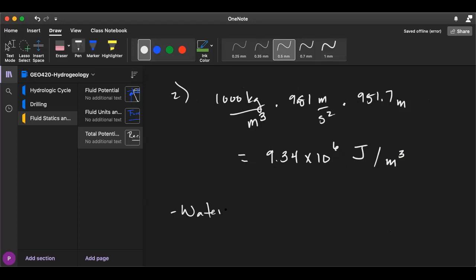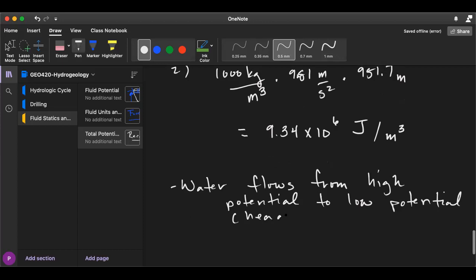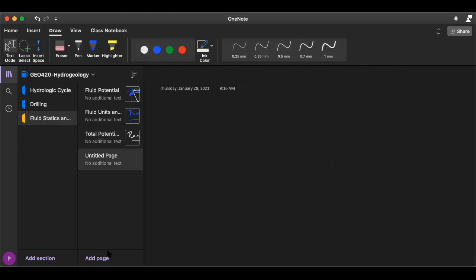Water flows from high potential to low potential. And I can easily just put in head here, instead of potential. All right, so we're gonna now learn the fundamental law. All right, Darcy's law for groundwater.